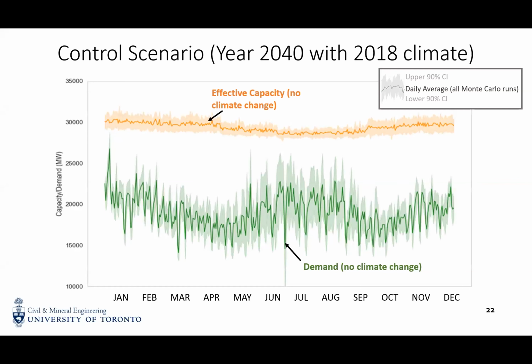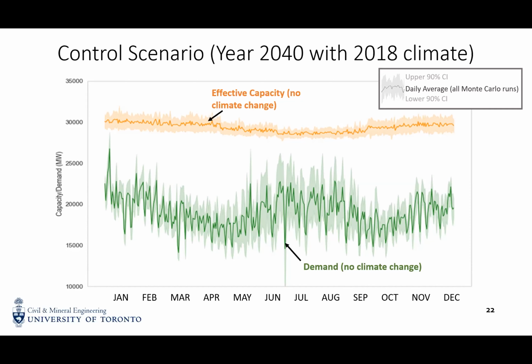This is a time series of 2040 with no climate change. The y-axis is capacity and demand in megawatts, and the top line represents effective capacity, while the bottom line represents demand. We use a Monte Carlo simulation to produce the multiple iterations for every hour. And as shown by the legend in the upper right corner, the thick middle line is the average across all Monte Carlo runs per day. The shaded area includes the variation across the Monte Carlo iterations and the daily variation at a 90% confidence interval. Here, supply and demand follow that typical seasonal trend, and demand does not exceed capacity at this confidence interval.